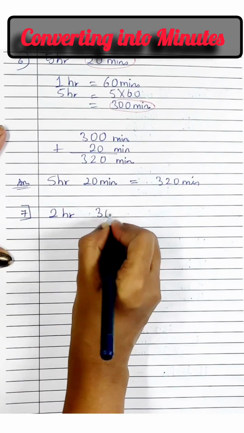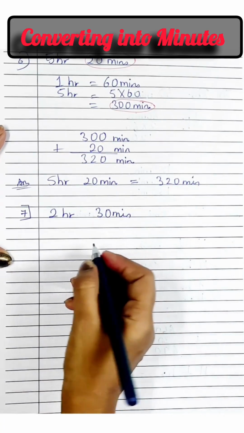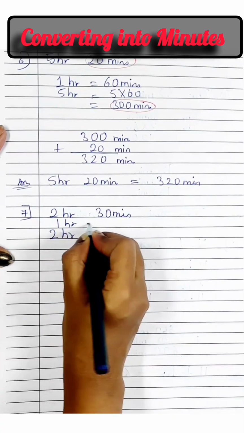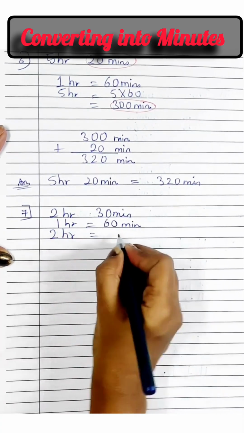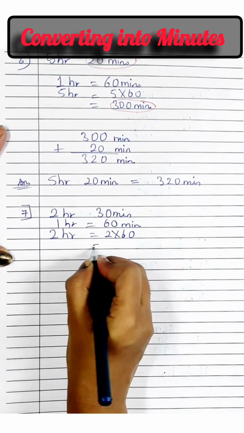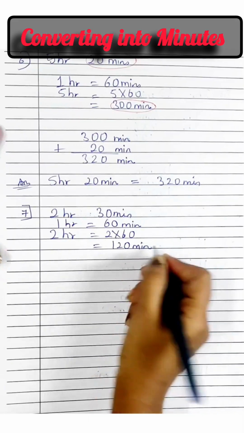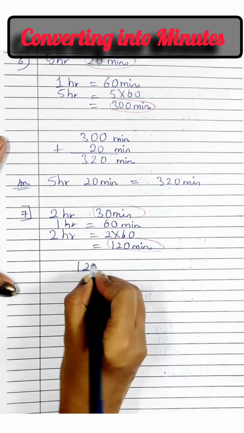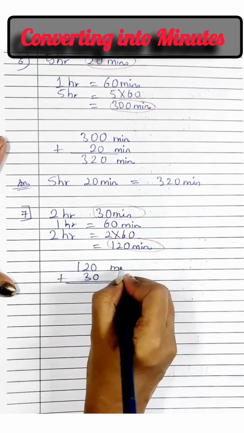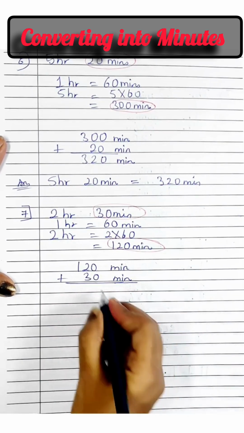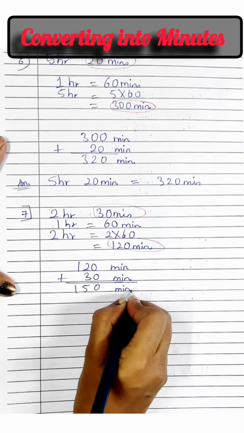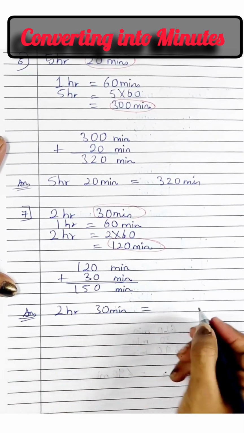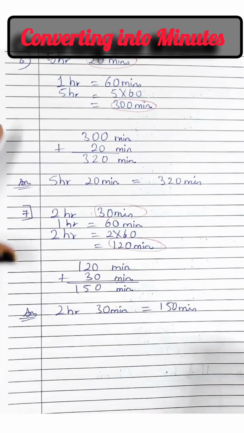2 hours 30 minutes. First we will convert the hours into minutes. That is, 1 hour is equal to 60 minutes. So 2 hours is equal to 2 multiplied by 60, which will give you 120 minutes. So these minutes and these minutes, we will add. So what is our total? 2 hours 30 minutes is 150 minutes.